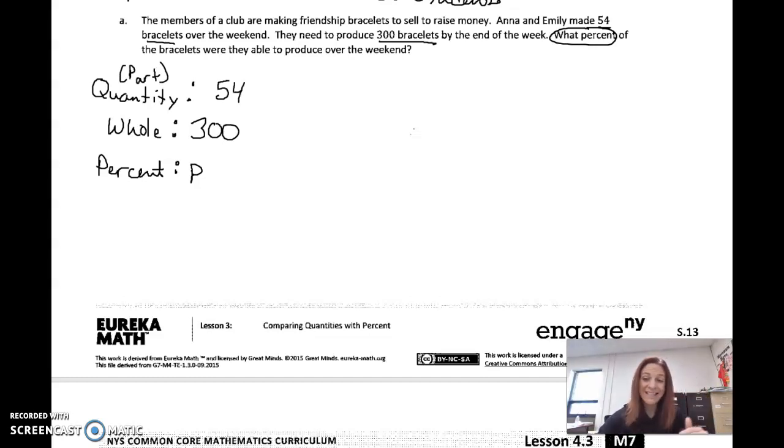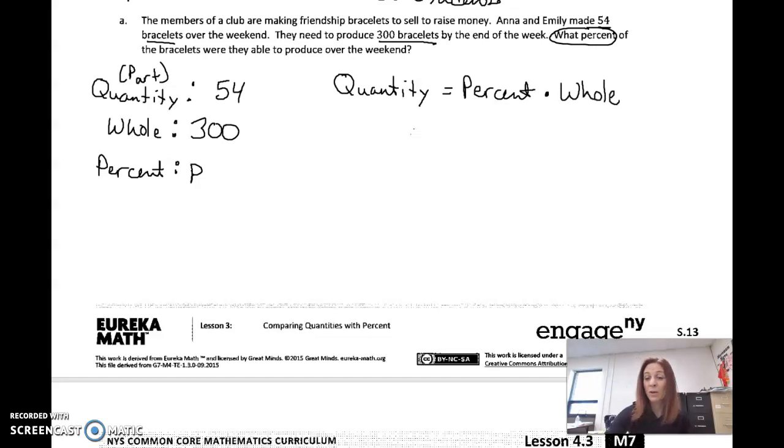Now, if you can get to that part, you write down your equation. And don't worry, it's not always going to stay this long. We'll start doing some shortcuts. But for right now, we've got to understand each part. If you write down your equation, all you have to do is plug in what you know. Quantity, that's 54, equals percent. I don't know what percent is. That's P. Times whole, that's 300.